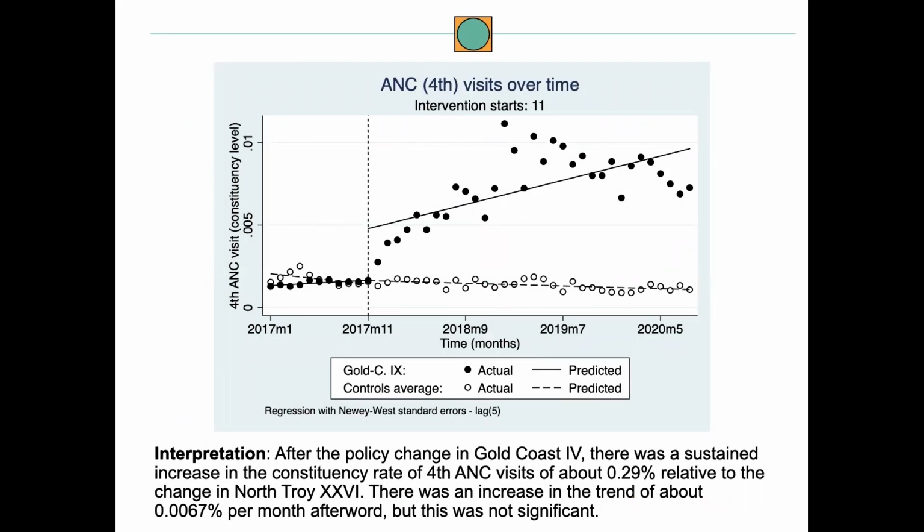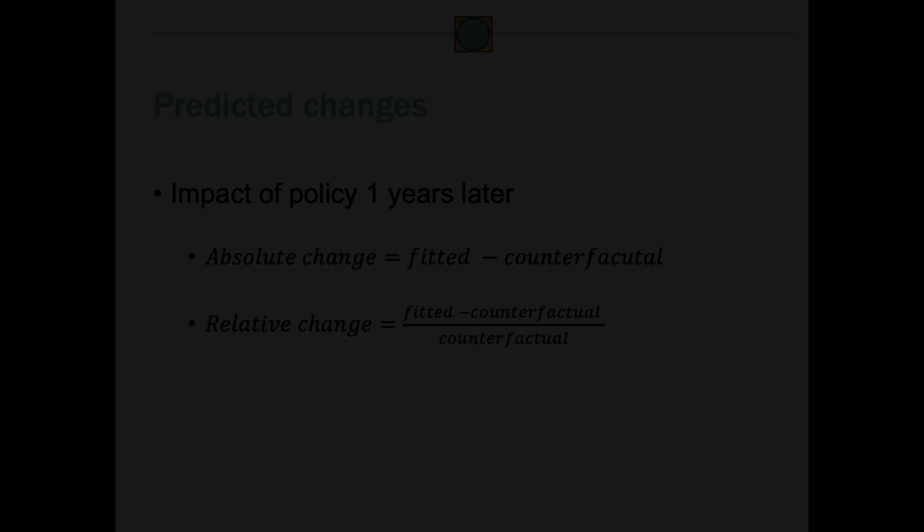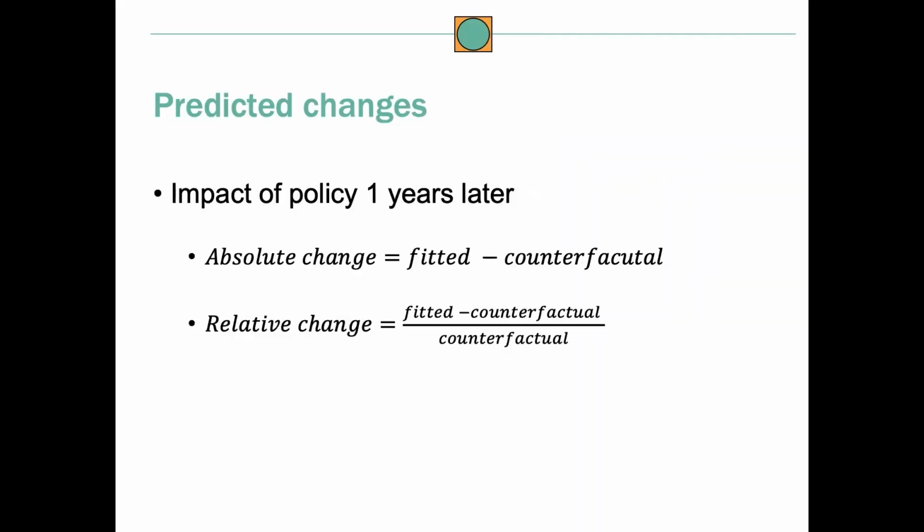Our interpretation can also be phrased as, after the policy change in Gold Coast number 9, there was a sustained increase in the constituency rate of fourth ANC visits of about 0.29% relative to the change in North Troy 26. There was an increase in trend of about 0.0067% per month afterwards, but this was not significant. Similar to the single group interrupted time series, we can go a step further and predict changes at different time points by calculating the absolute and relative changes.